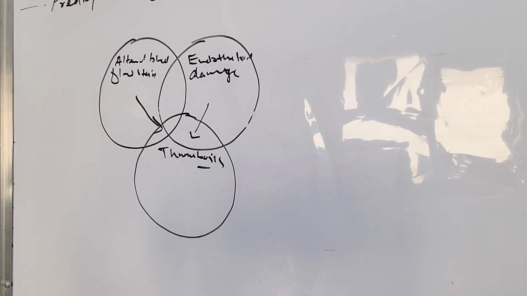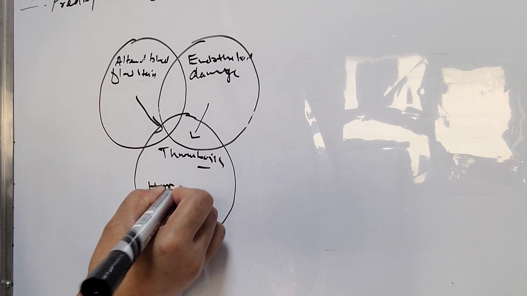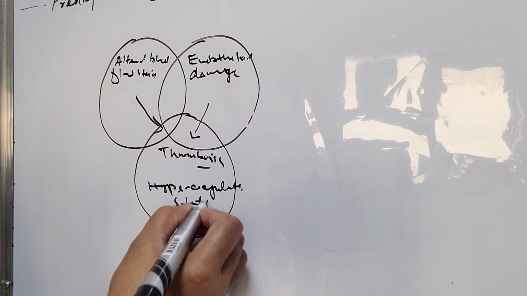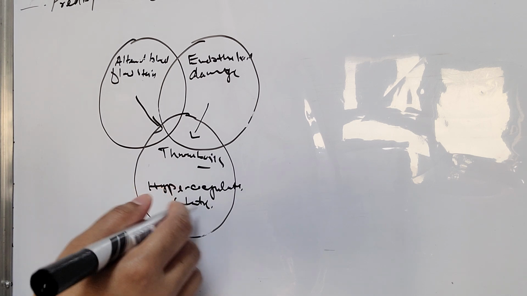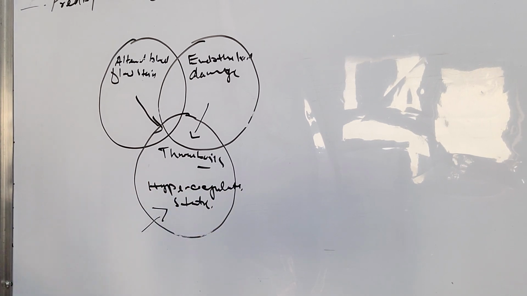Number 3, hypercoagulation state. Hypercoagulation state happens in pregnancy. Especially, pregnancy increases the risk of blood clotting. That is the third cause of this thrombosis formation.